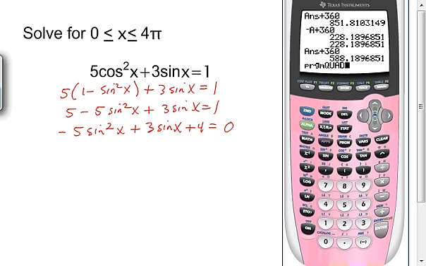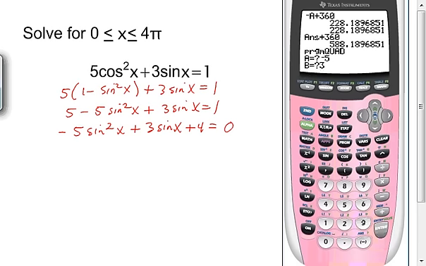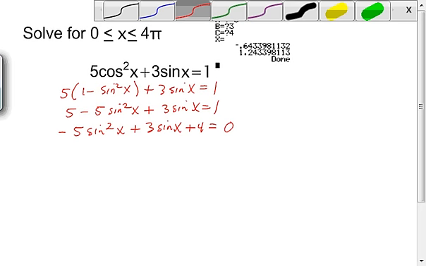So hopefully you have a quadratic formula program on your calculator to make this easier. Now remember, in our quadratic formula, the results are going to be the values that sine x is equal to. These are not our answers. They are what sine x is equal to. And then we have to apply arc sine. So negative 5 for A, 3 for B, 4 for C. I get these two solutions. I'll write these over here so I can remember them.